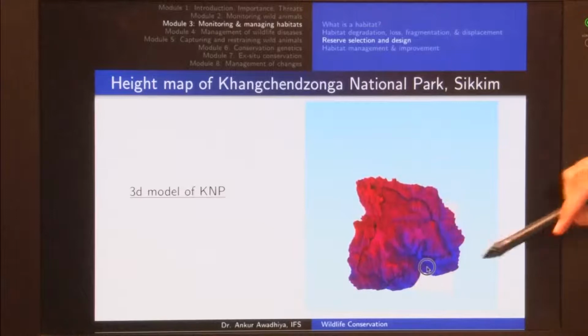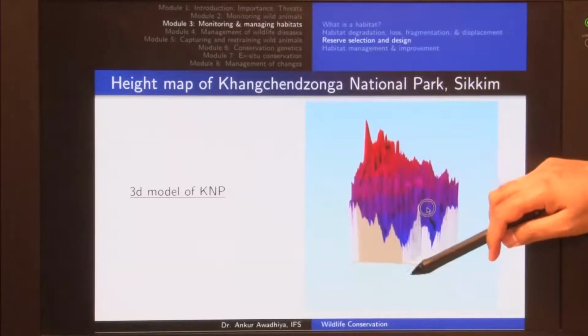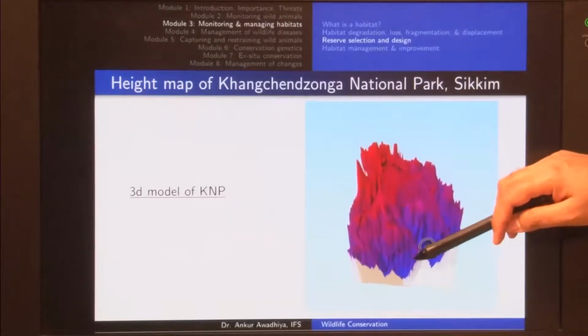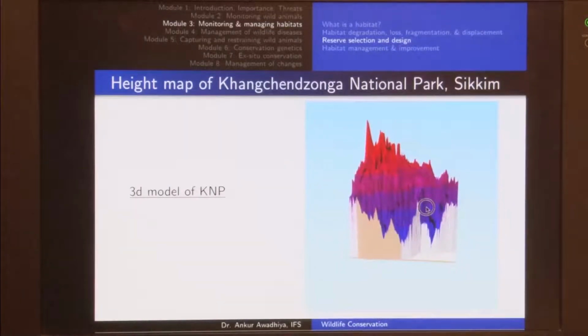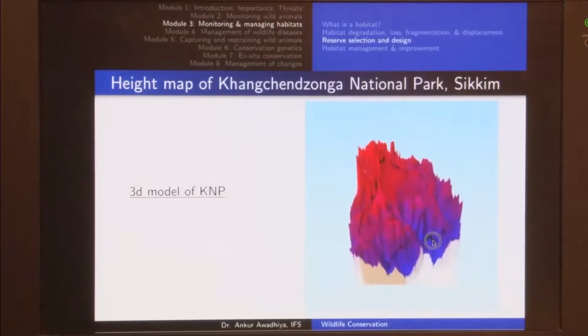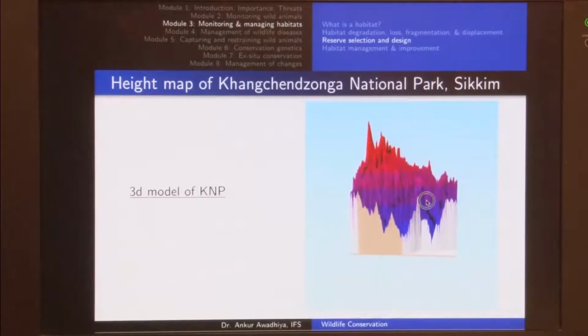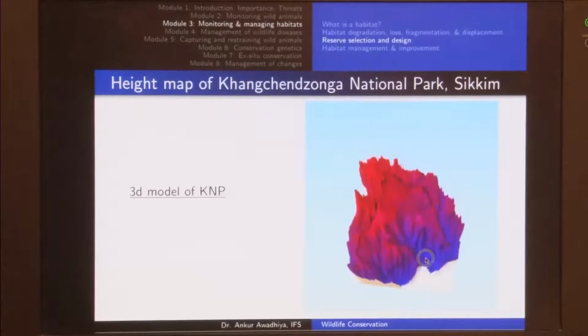So, probably it would make much sense to divert at least some of these areas which are outside of the national park at present, but at lower elevations, so that we could have a greater density of animals and more animals that are conserved in these areas.